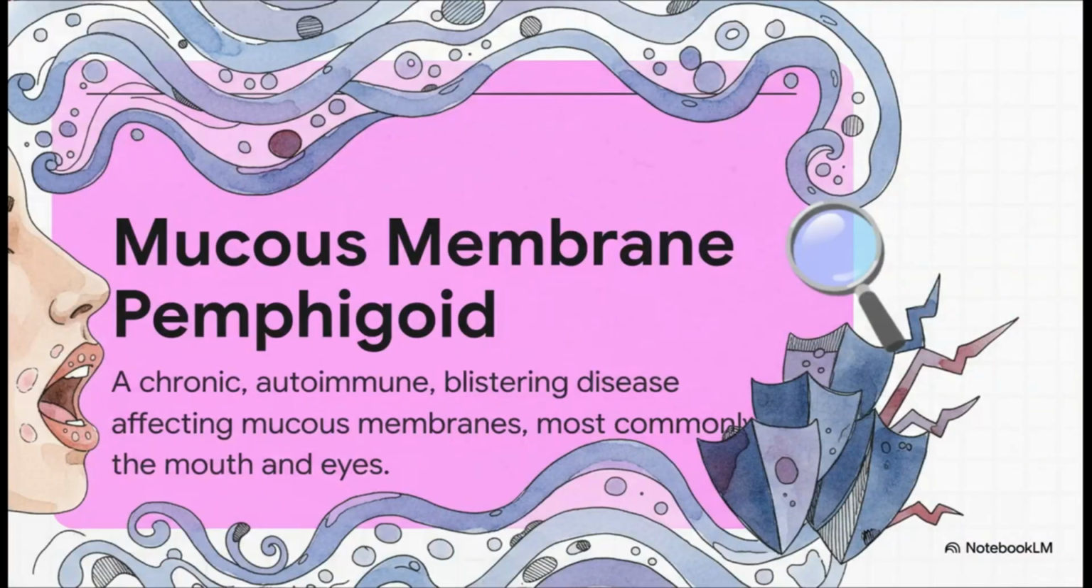So what in the world is mucous membrane pemphigoid, or MMP for short? Well, it's a chronic, autoimmune, blistering disease. Now, the two keywords there are chronic and autoimmune. This isn't some infection that's going to go away with a course of antibiotics. No, this is the body's own immune system getting confused and attacking its own tissues. And since the mouth is ground zero for this disease most of the time, it's up to us in the dental field to be the first line of defense.